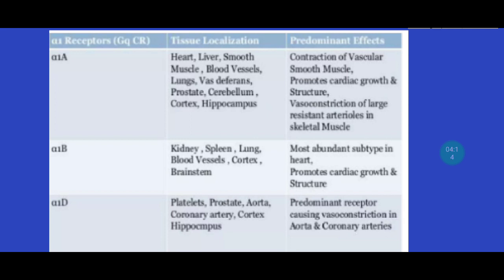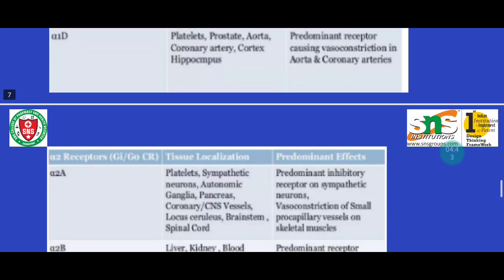Next one is alpha 1B. It is present in kidney, spleen, lungs, blood vessels, cortex and brain stem. Its effect is that it is the most abundant subtype in the heart, and promotes cardiac growth and structure. Next, alpha 1D, present in platelets, prostate, aorta, coronary artery, cortex, hippocampus. Its effect is as the predominant receptor causing vasoconstriction in aorta and coronary arteries.